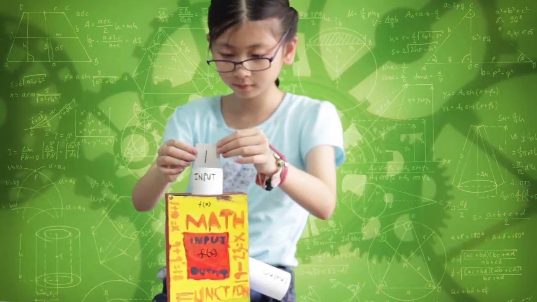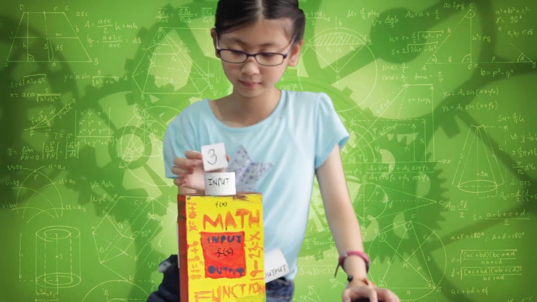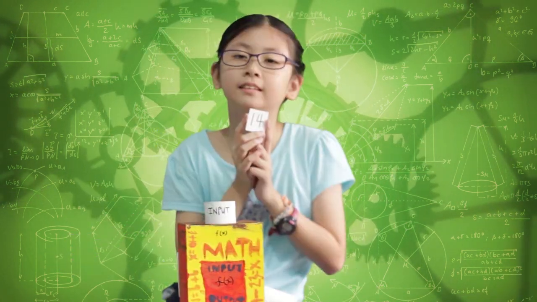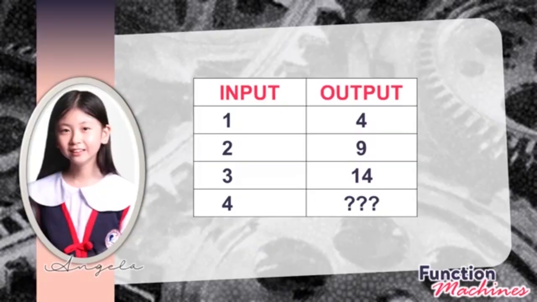If I input 1, 4 comes out. If I input 2, 9 comes out. If I input 3, 14 comes out. If I input 4, what number will come out? Let's write it on a function table, shall we? Because there is a difference of 5 between each output number, I know that there is a times 5 in the function machine. If I put 1 in the function machine, 1 times 5 equals 5, but the output is 4, so all I need to do is put the subtract 1 in the function machine.